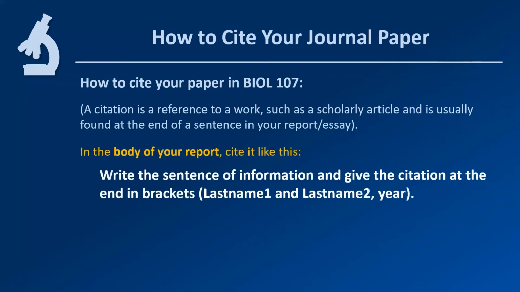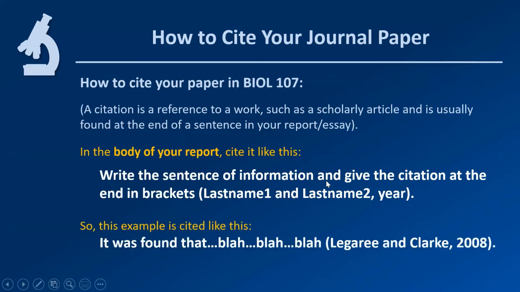So in Biology 107, your citation is going to look something like this. You're going to have a sentence, and at the end of the sentence, the citation is going to be in some brackets, and you're going to give the last names of the authors, comma, followed by the year, and then the sentence is ended by the period at the end. So for the example that we're looking at, you might have a sentence that says, an experiment was done that found that Pseudomonas aeruginosa had a certain type of peptidoglycan, let's say. So there's your sentence, and at the end of the sentence, you'd have the two authors' names. So in this case, it's Legare and Clark, comma, 2008, in bracket, period.